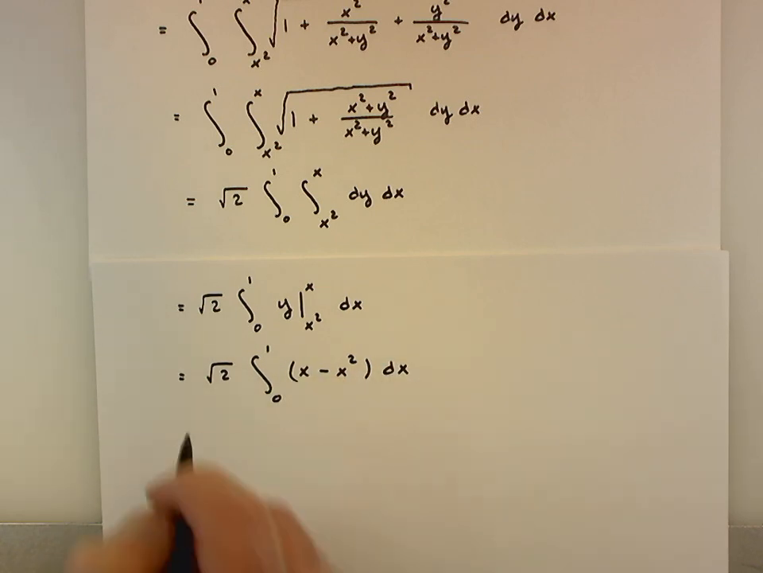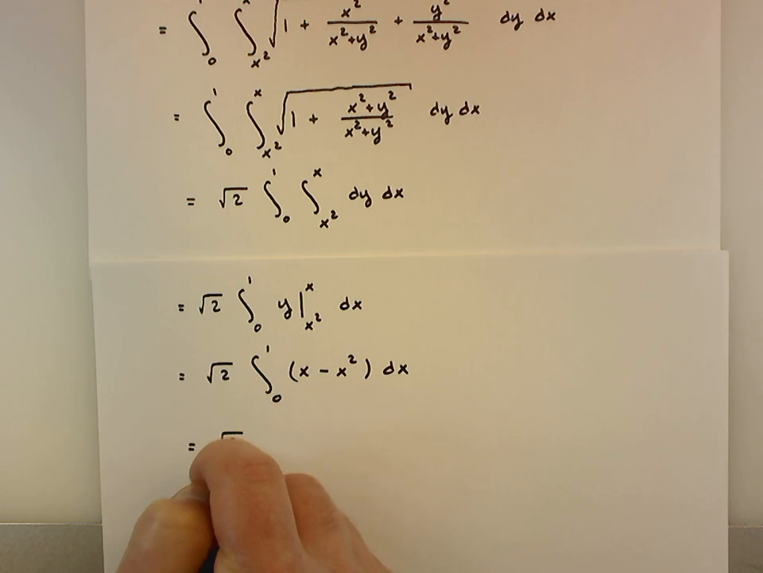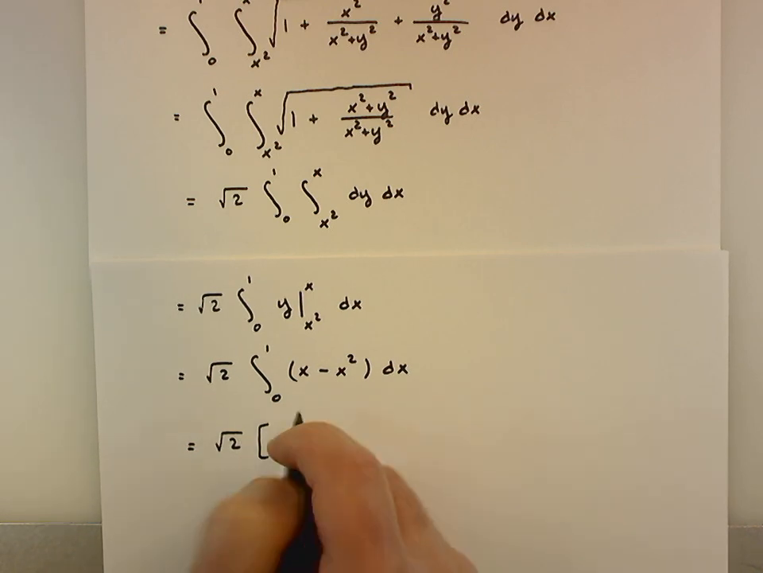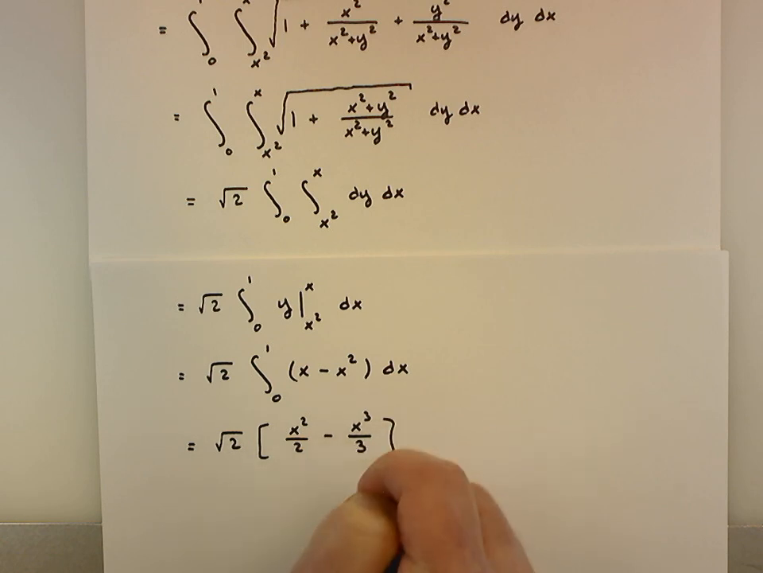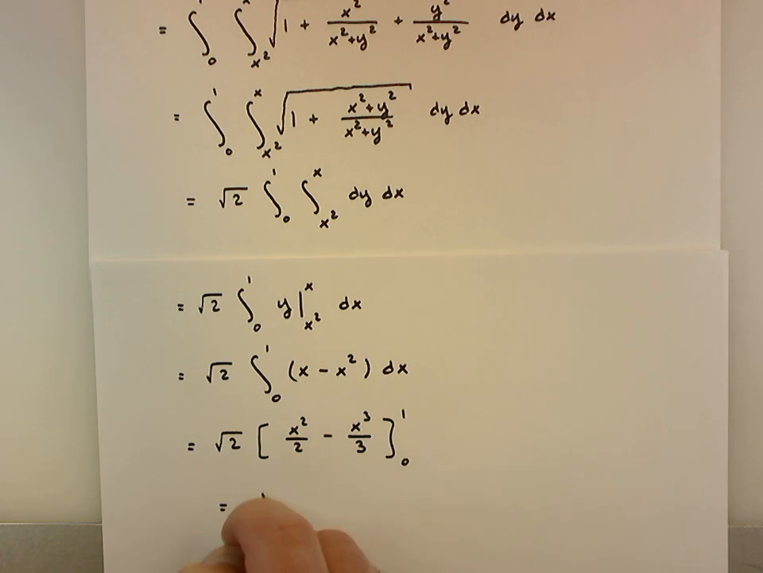dx, which is equal to root 2 times 1/2 x squared minus 1/3 x cubed. Evaluate this at 0 and 1. I end up with root 2 over 6. And this would be in square units since it's the area of a surface.